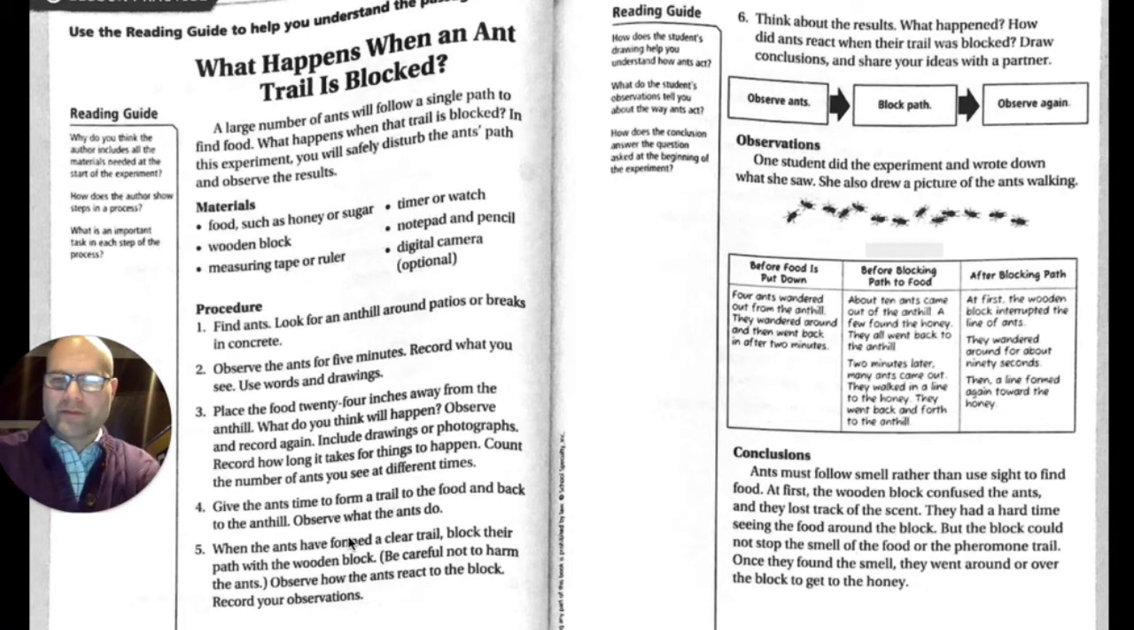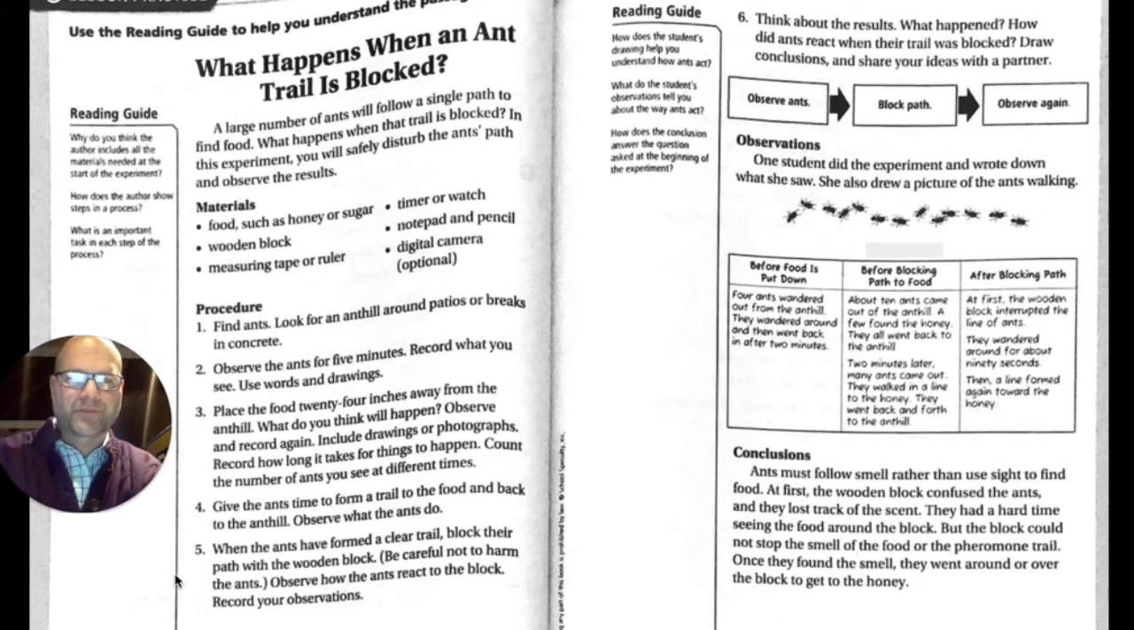Number 5. When the ants have formed a clear trail, block their path with the wooden block. Be careful not to harm the ants. Observe how the ants react to the block. Record your observations.